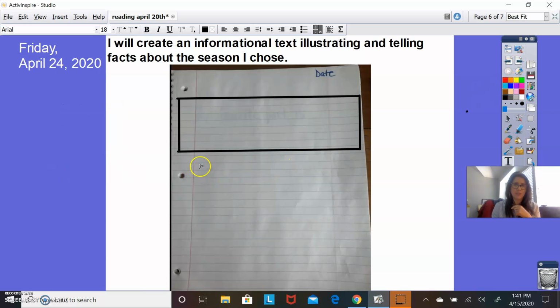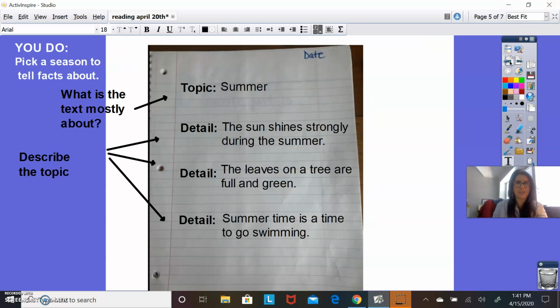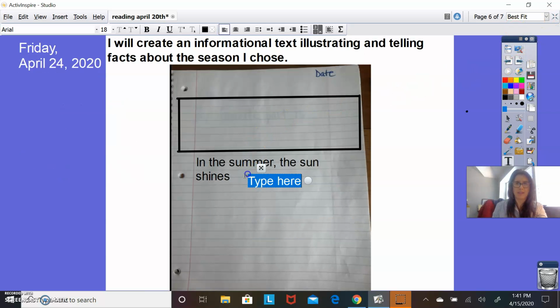So I am going to start here. I'm going to say, in the summer, the sun shines, and I said the sun shines strongly. Okay, so that's my first detail. Now I want to share the two other details. I'm not going to list them. I'm going to keep on writing right here. I'm going to keep going.